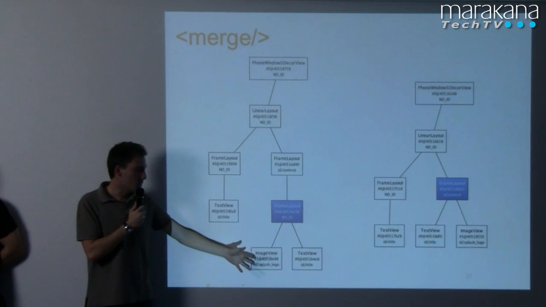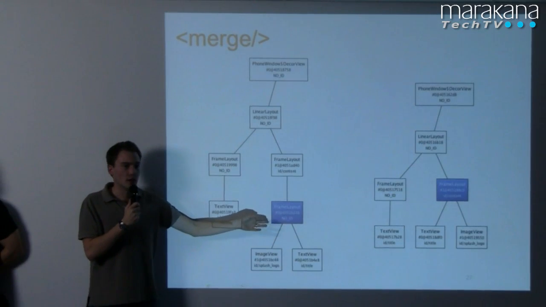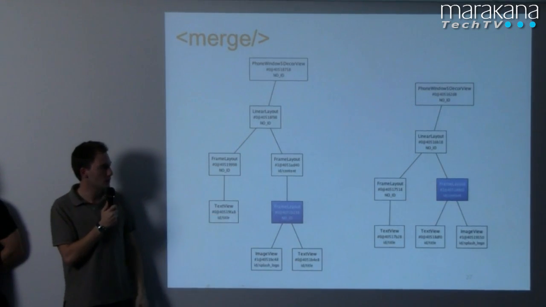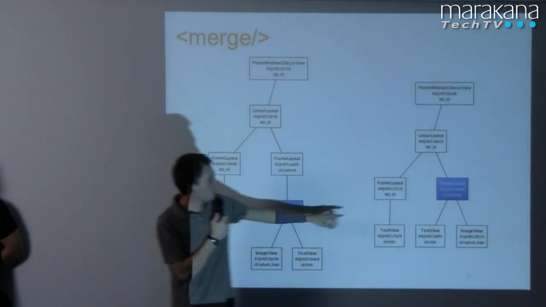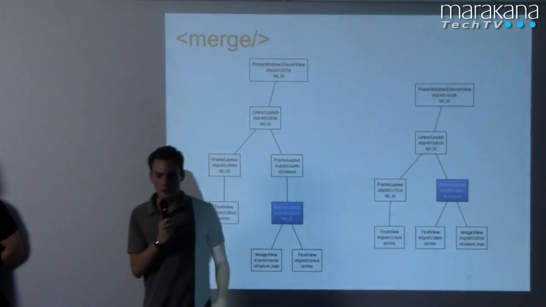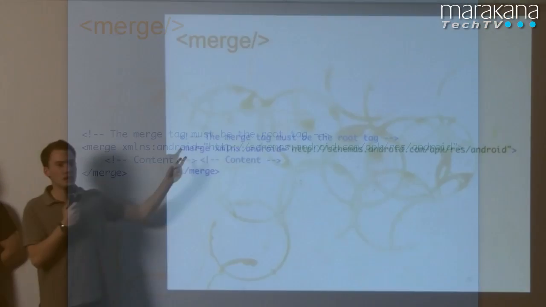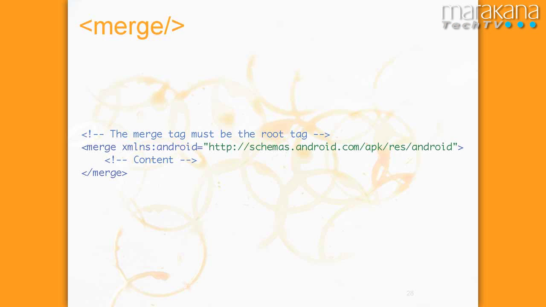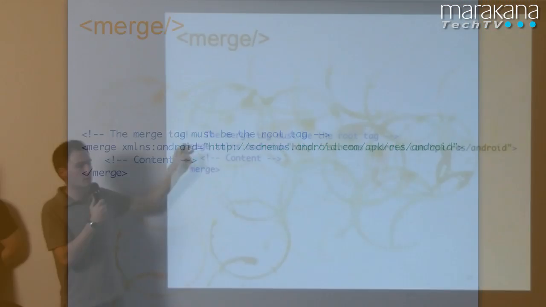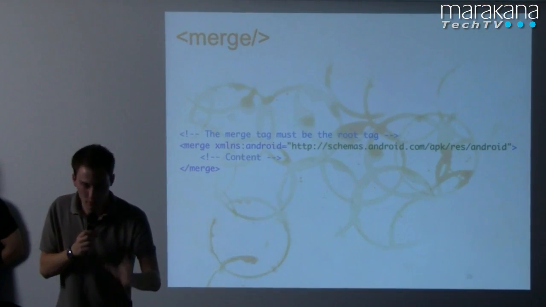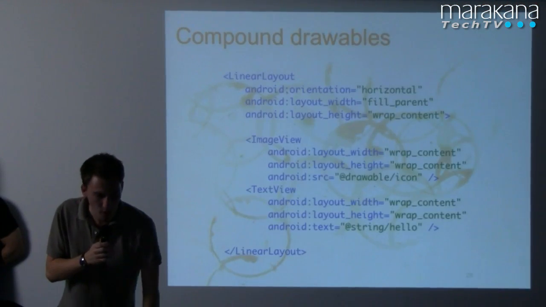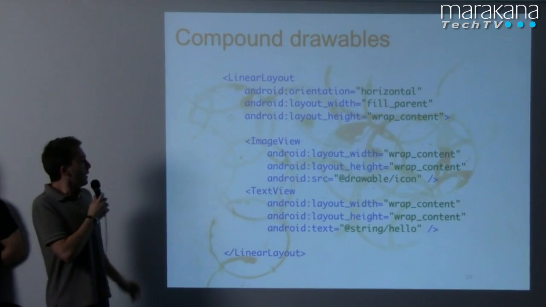The problem is that in XML, I have to have a root tag, so I need something instead of the frame layout. What I want is this. I want only one frame layout. So to achieve that, we use the merge tag. The merge tag basically tells Android, okay, I have a root tag here, but it doesn't do anything. Just forget about it. The parent of my content is actually the parent of whatever is inflating that XML. Again, go to the official blog. There's an example of that.